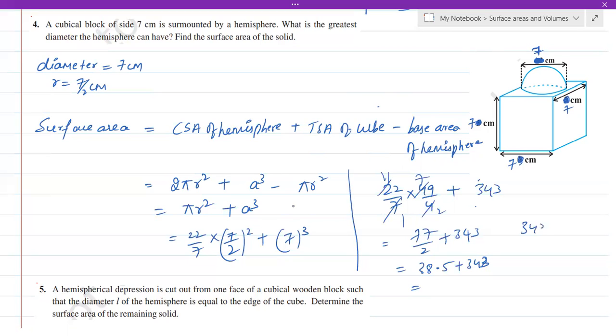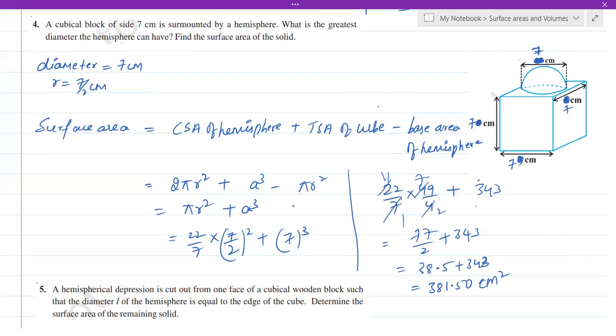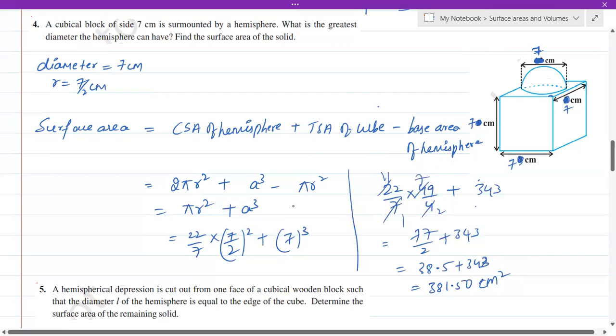Okay, so 38.5 plus 343, let's add it: 343.00 plus 38.50 is 381.50. So the total area comes out to be 381.50 centimeter square. Okay, so if you observe, we found the TSA of the cube, but we require only this region, which is visible to us. This region is not visible, but we have found it. So to eliminate it, we are going to subtract it from the base area.